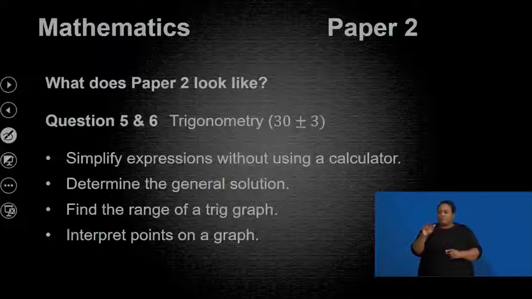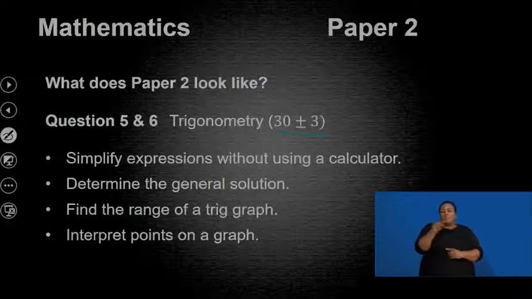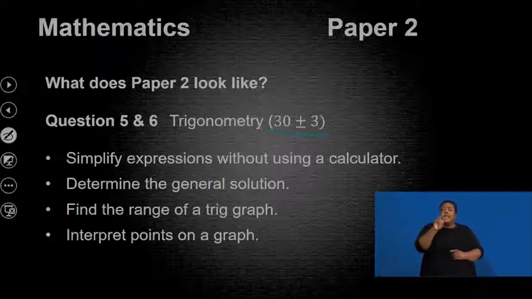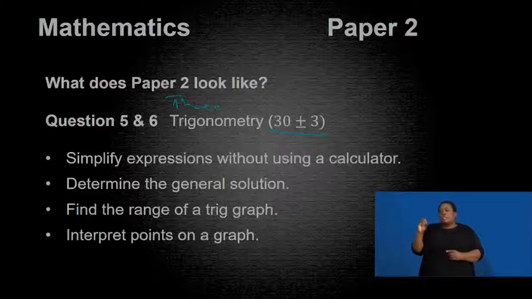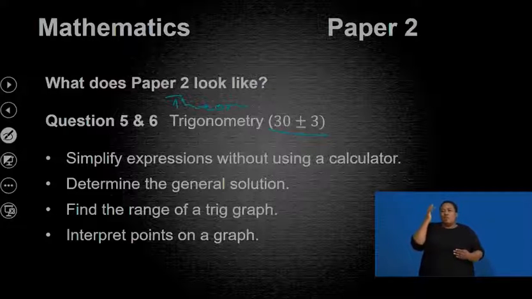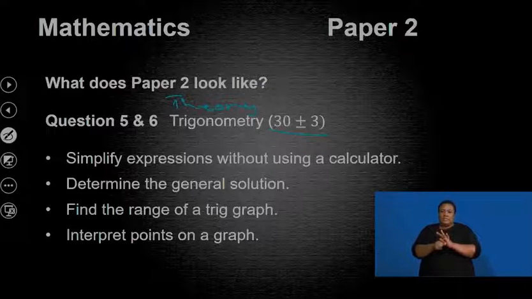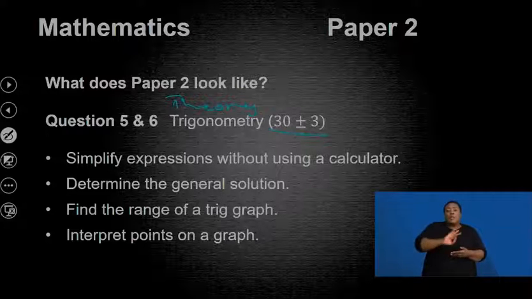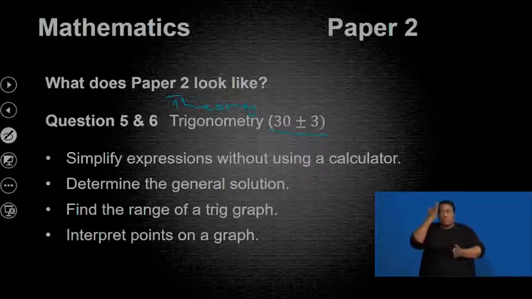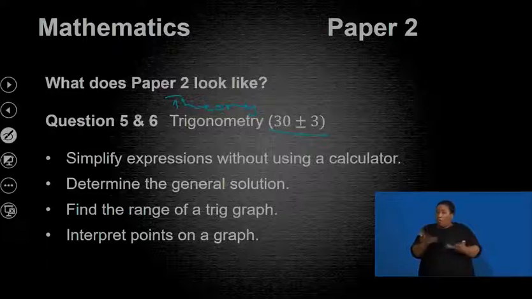Then question 5 and question 6 will be trigonometry, which is mostly 30 plus or minus 3 marks. Specifically here, I'm talking about the theory of trigonometry. So your reduction formulae, your identities, and all of those. So you need to know how to simplify expressions without using a calculator.